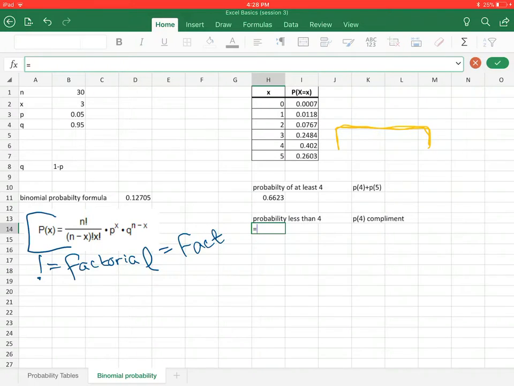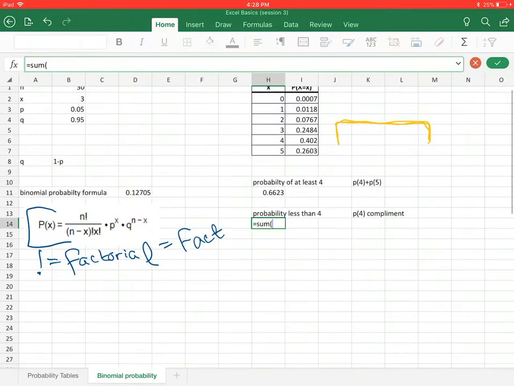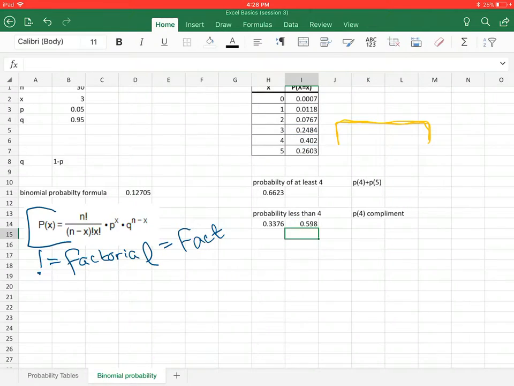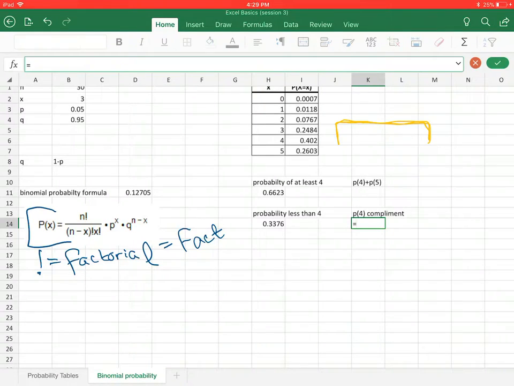The probability of less than 4 means we want everything up to 4 but not including 4. So what is the probability of 4 complement basically? There's two different ways you can do this. You can do equals, and then you can do sum, and you can add everything that is less than 4. Or you can do equals 1 minus the probability of 4. And you should get the same thing. And you don't. So the probability of less than 4 is everything that is less than 4. The probability of 4 complement is the probability of the opposite of 4.